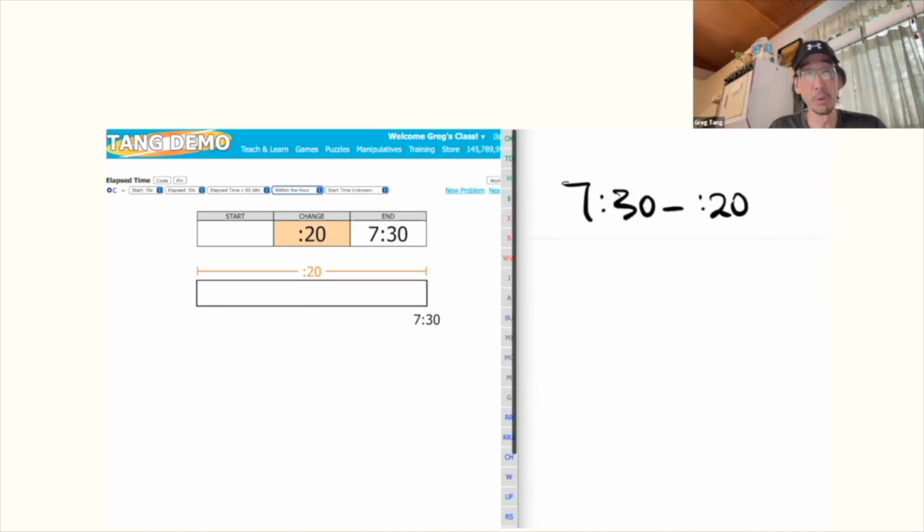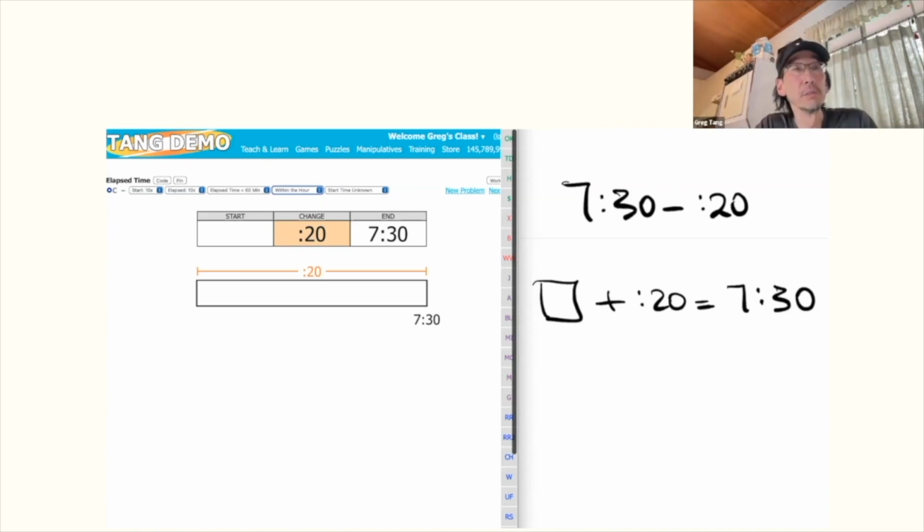Another way to do it would be to do what? What plus 20 equals 7:30. Everybody agree? It's just like whole numbers again. You can add or subtract. They're related. So here, because we're within the hour, I think it should be pretty okay that if you subtracted 20, you'd get 7:10. And then since that seems pretty easy, you bridge the hour.